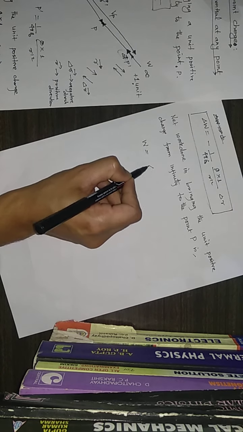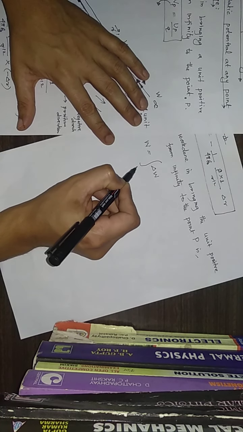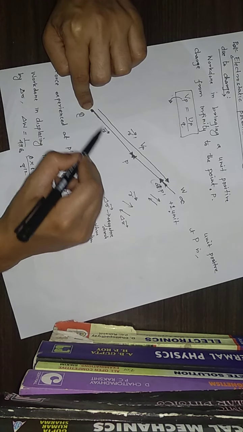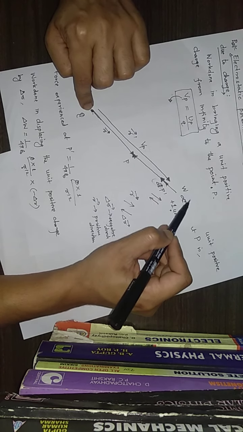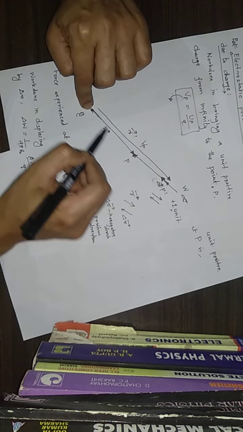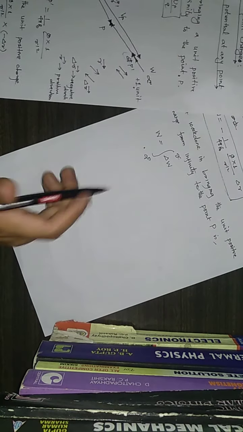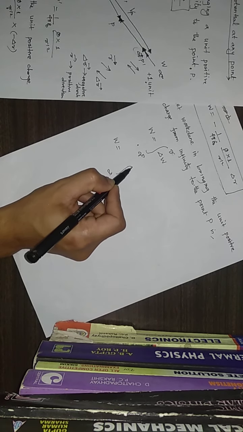W equals, if I integrate this delta W, now I am bringing this particular unit positive charge from infinity to the point P, and the point P means it is at a vector r, at a distance of r. Infinity is at a distance of infinity, so from infinity I am bringing it to this point P, which is a distance of r from this charge q. So the net work done will be from infinity to the point r.